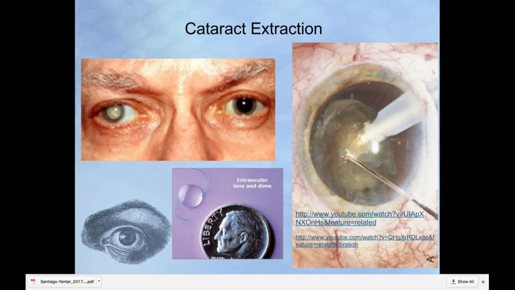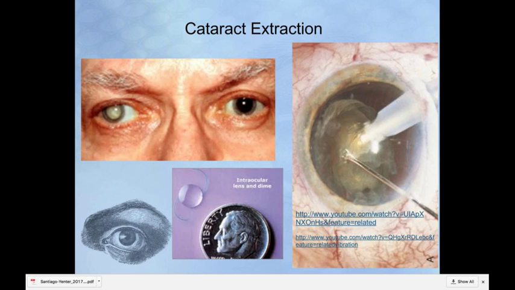Cataract extraction is the removal of an opaque lens. The lens can become opaque as a result of the aging process, trauma, glaucoma, or medication. It can also occur as a congenital anomaly. It is also linked to radiation exposure such as sunlight and X-rays, so protect your eyes.